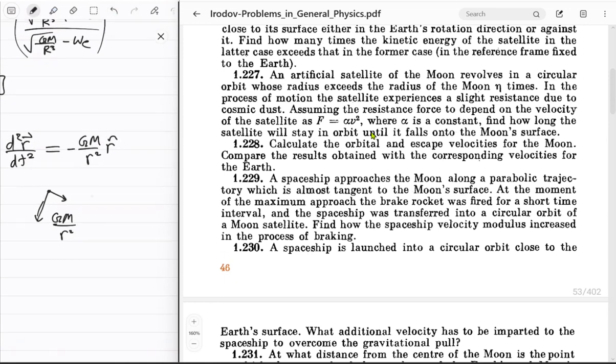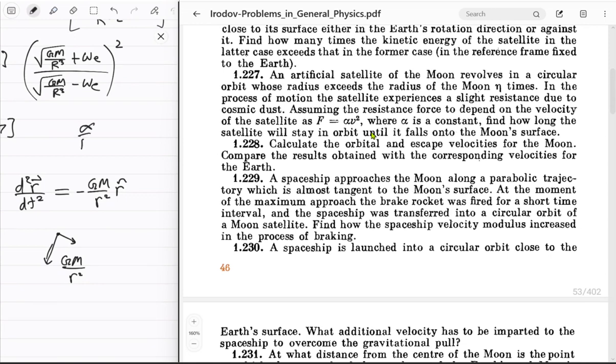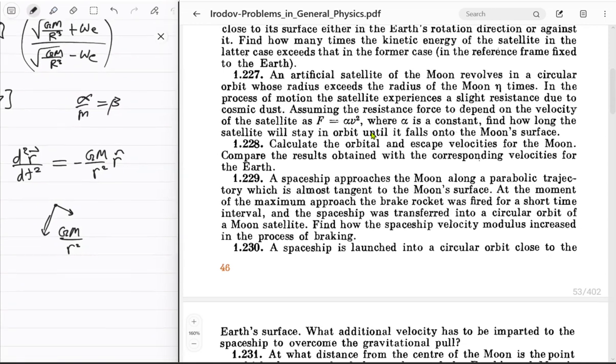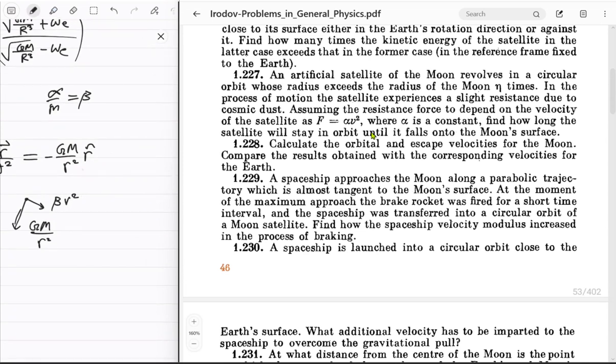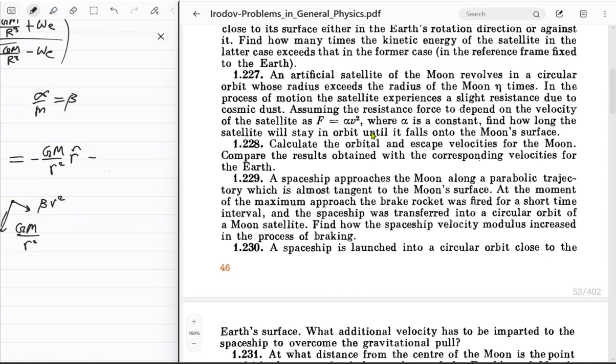Okay, and let's just say alpha upon m, that's beta. So we'll define alpha upon m to be beta. This is beta v square, right? And this is going to be in opposite to v, of course. So negative beta v square v hat. Okay, interesting. This is just 2D motion. That's perfect, right? It's just 2D motion.